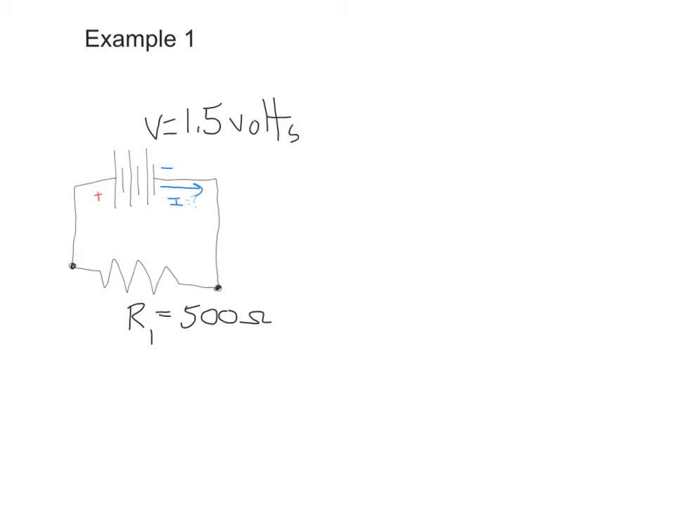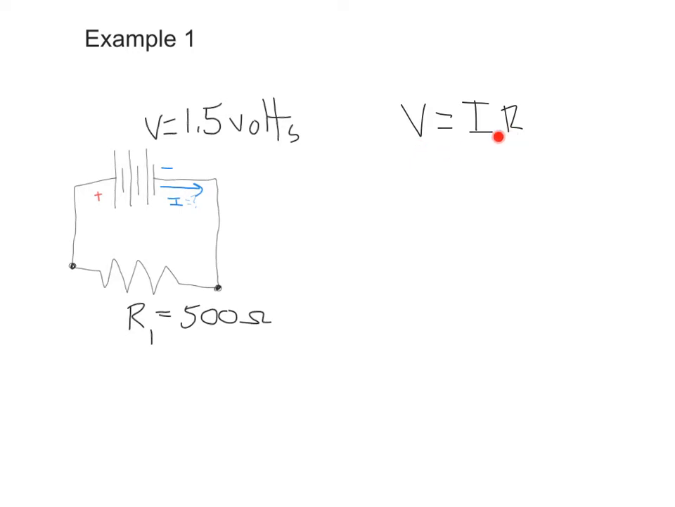So let's start off by writing down Ohm's law. Ohm's law is the voltage equals current times resistance. Now our goal here is to find the current, which is the letter I. So what we're going to need to do is get this R, the resistance, to the other side of the equation.